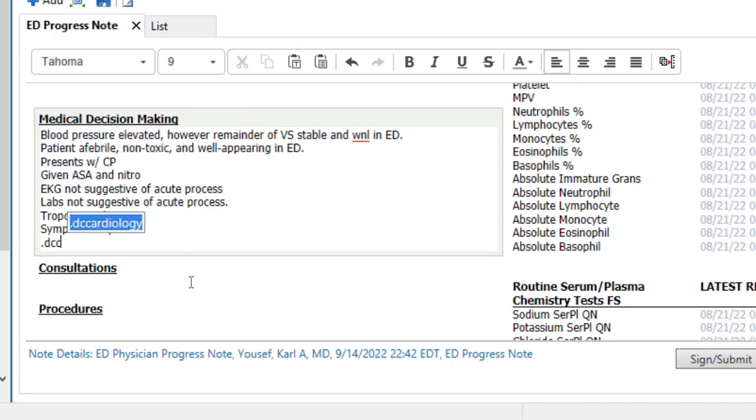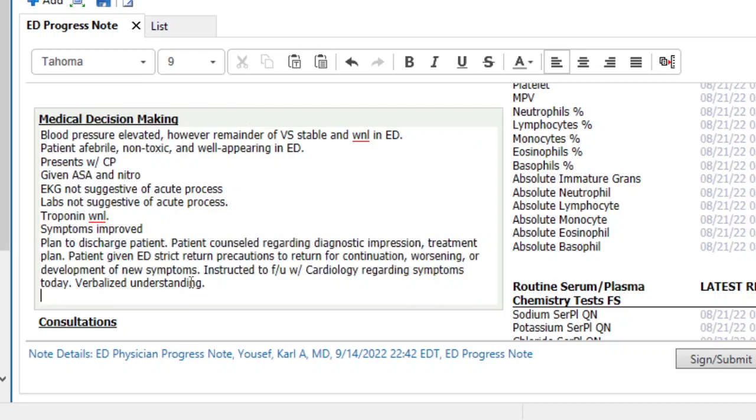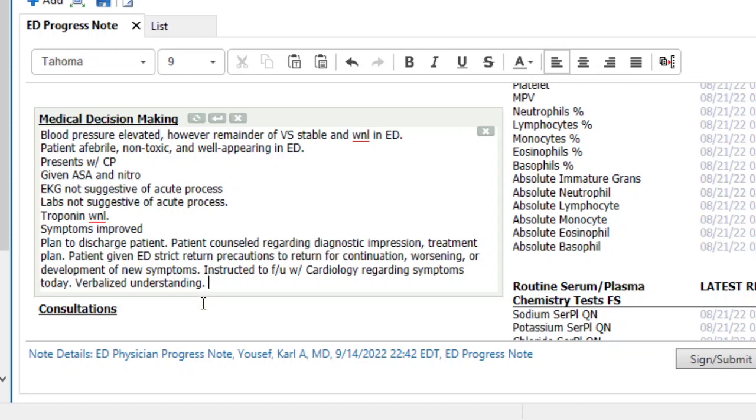So there is a dot phrase for that. So here we have a summary of everything. We know that this patient came in with chest pain. He was given aspirin and nitro. His symptoms improved, and he was discharged. Now, this isn't a comment on clinical care. I'm just giving an example here.